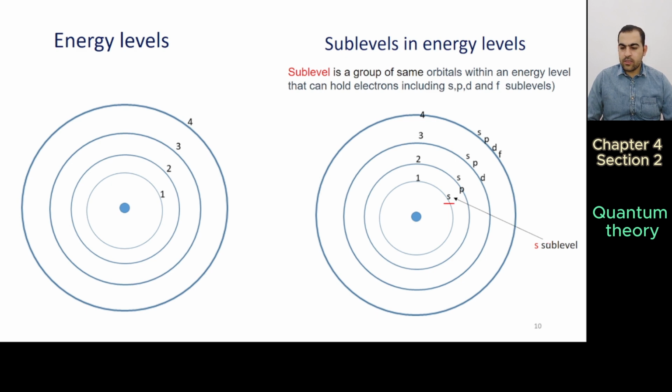Here, this is called the S sublevel. We have 4 sublevels: S, P, D, F. In the first energy level, we have only the S sublevel. In the second, we have S and P. Third, S, P, D. Fourth, we have S, P, D, and F.